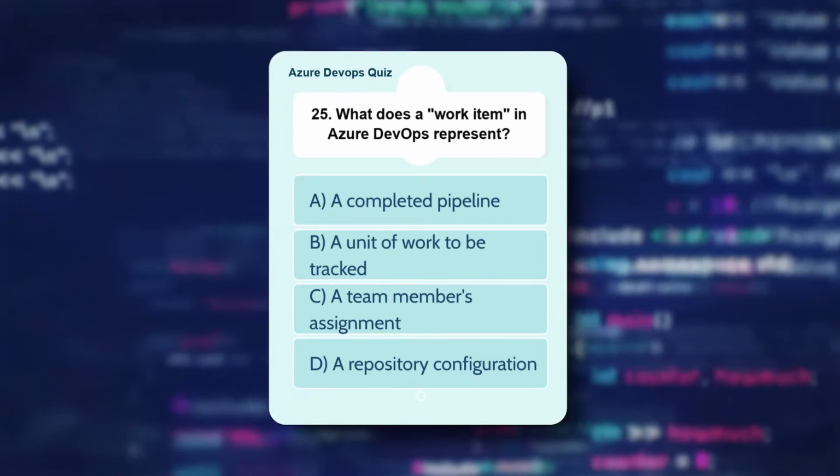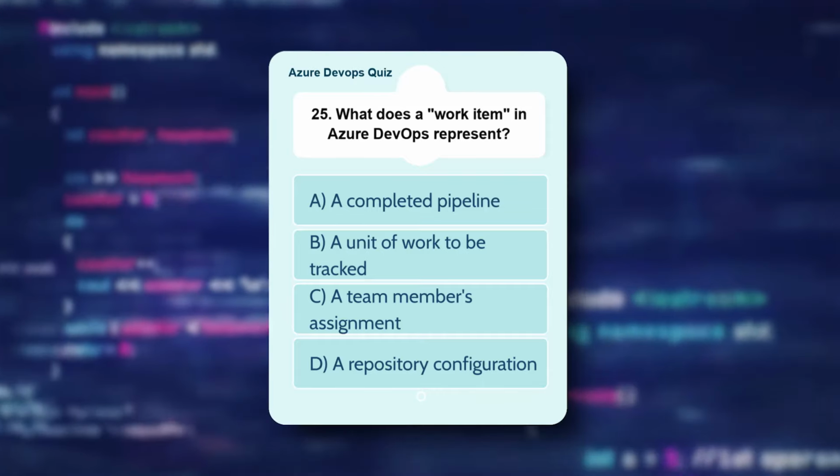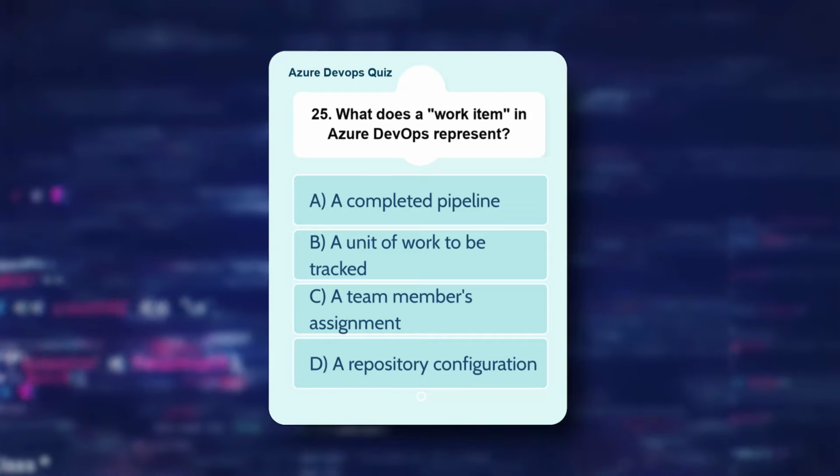25. What does a work item in Azure DevOps represent? A. A completed pipeline. B. A unit of work to be tracked. C. A team member's assignment. D. A repository configuration.